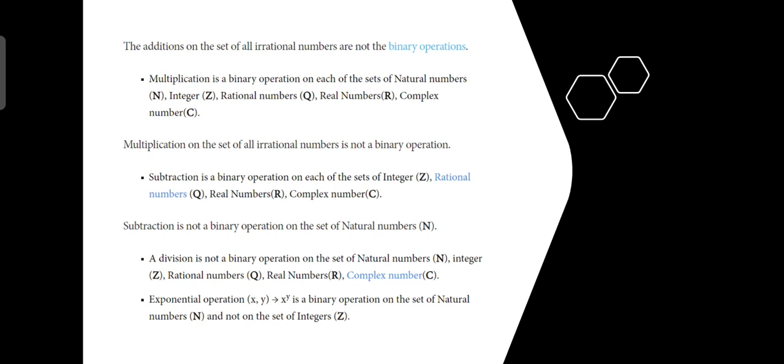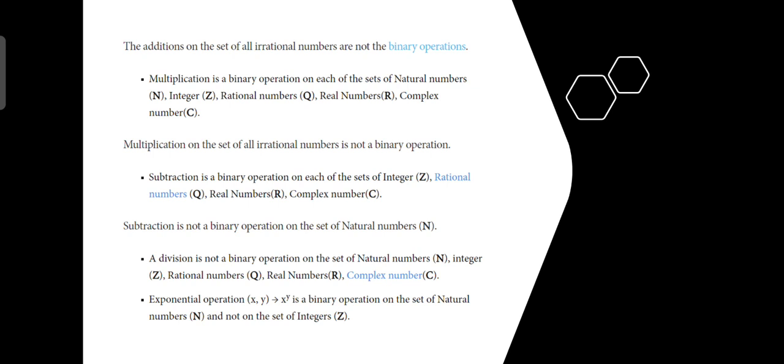Subtraction is a binary operation on the set of integers, rational numbers, real numbers, and complex numbers, but it is not a binary operation on the set of natural numbers. For example, if we subtract 2 from 2, then we get 0, which is not a natural number. Next, division is not a binary operation on the set of natural numbers, integers, rational numbers, real numbers, or complex numbers.